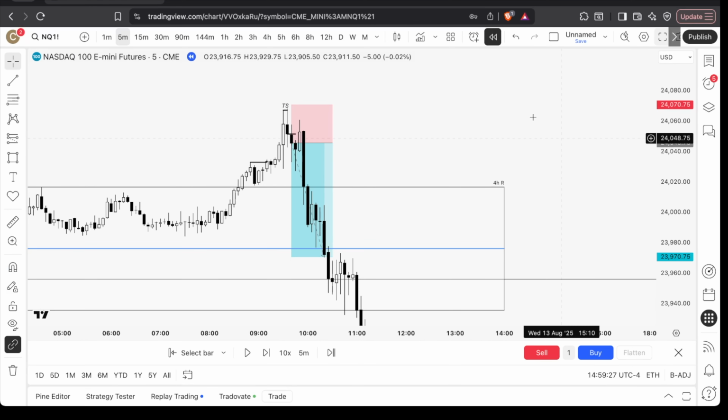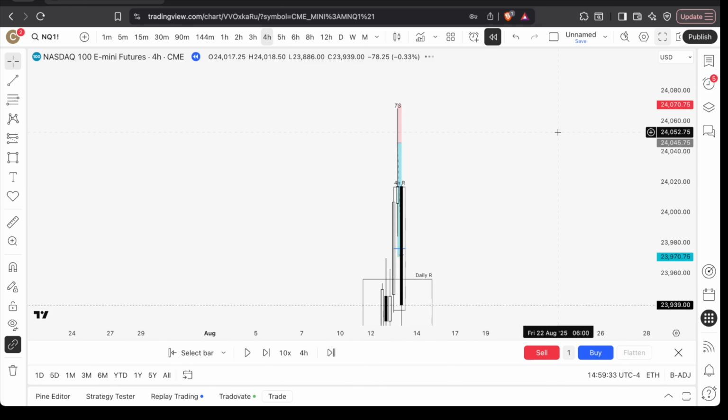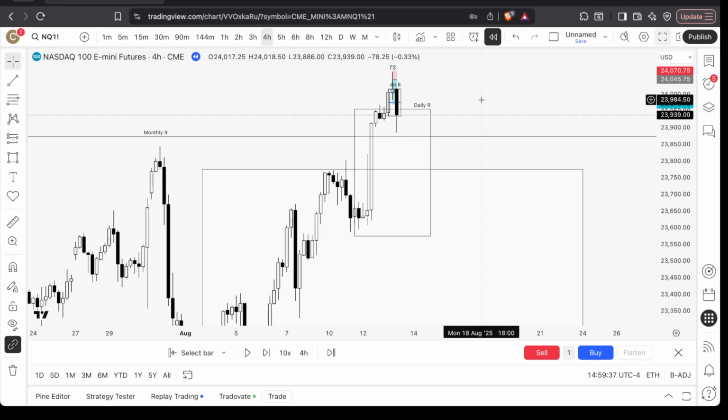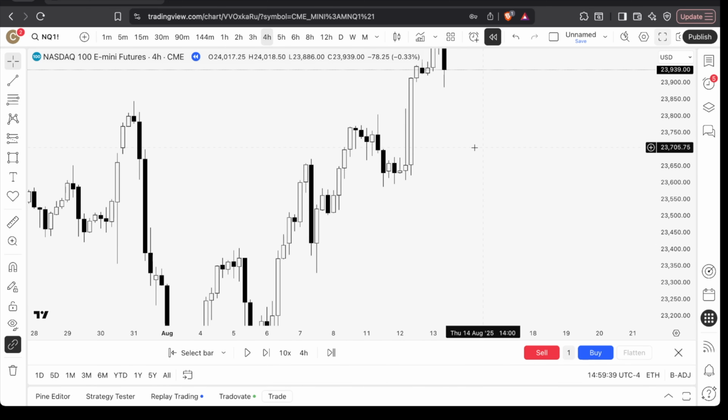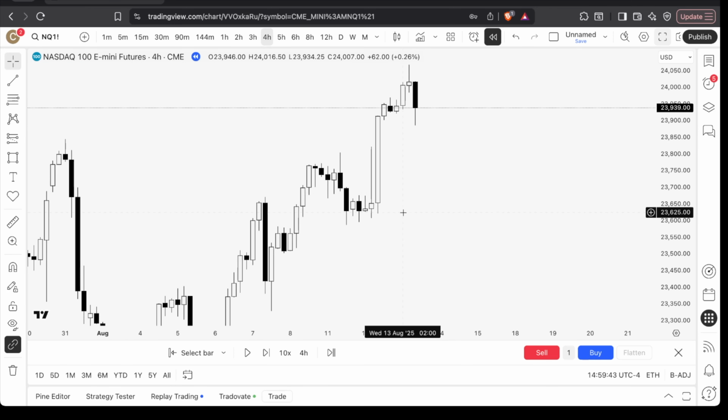Of course, this doesn't occur daily. These type of clean trades you cannot catch daily. And yeah, we can go over maybe some more examples.